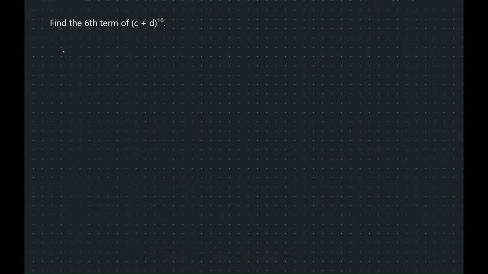This question will have the exact 3 steps. The first step is to find k, and k is equal to the term that we want to find, minus 1. So it's 6 minus 1, which is equal to 5. And then the second step is to find the constant. That's going to be nCk, which is 10. Let me just make it an arrow because they are not equal.